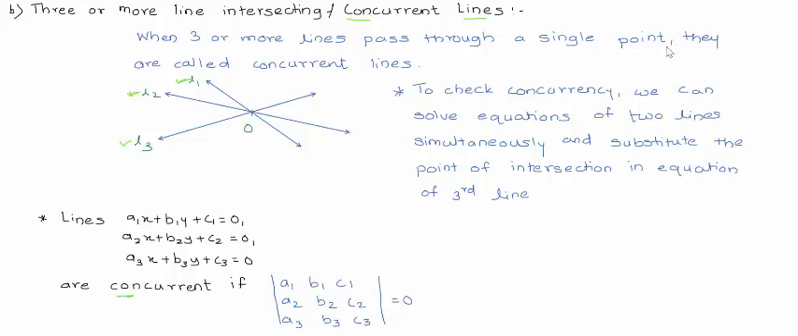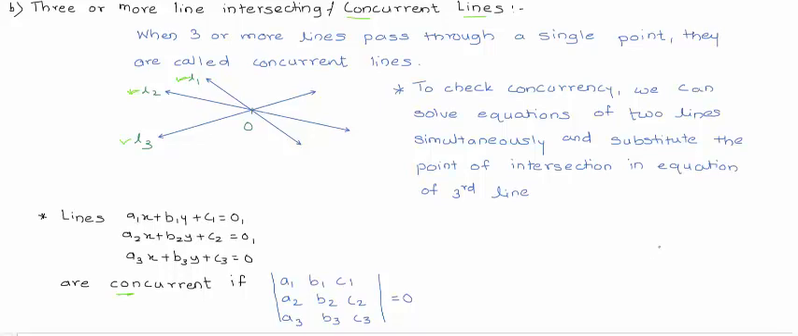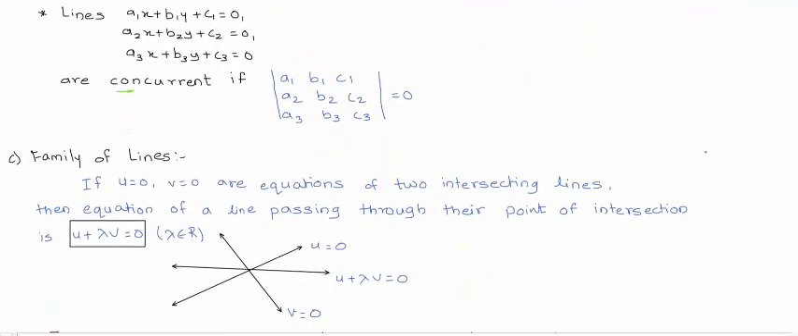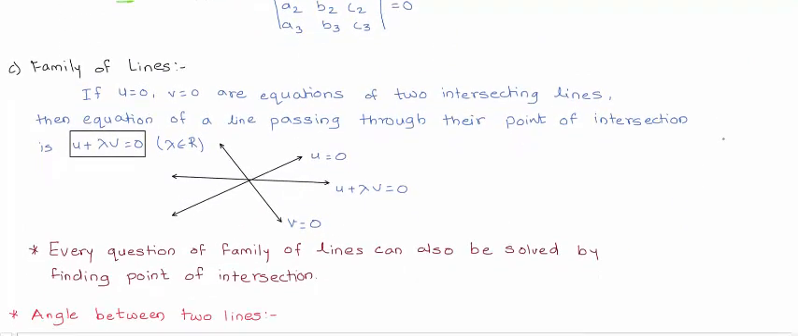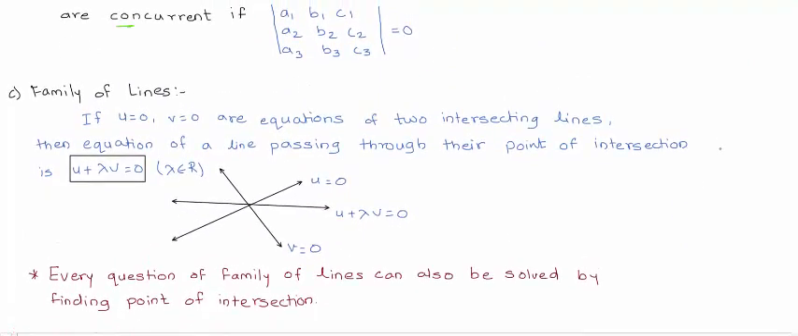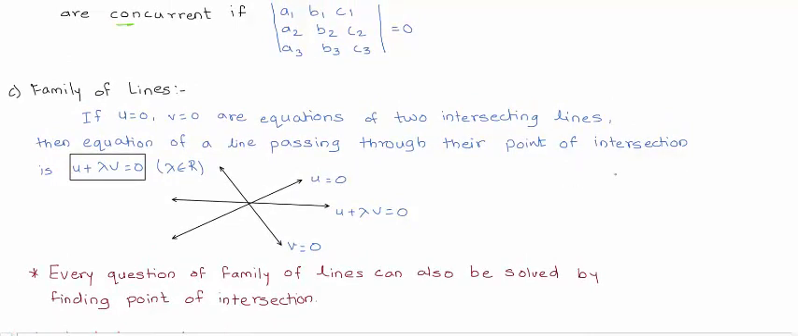Okay, students, we saw two lines intersecting each other, three lines intersecting each other. Now let us see what happens when four lines intersect each other. That pointer is called as family of lines. Okay, students. So let us look at family of lines. Family of lines concept says if u equal to 0 and v equal to 0 are equations of any two intersecting lines, then equation of a line passing through their point of intersection is u plus lambda v equal to 0, where lambda belongs to real numbers. Now what is this, students?